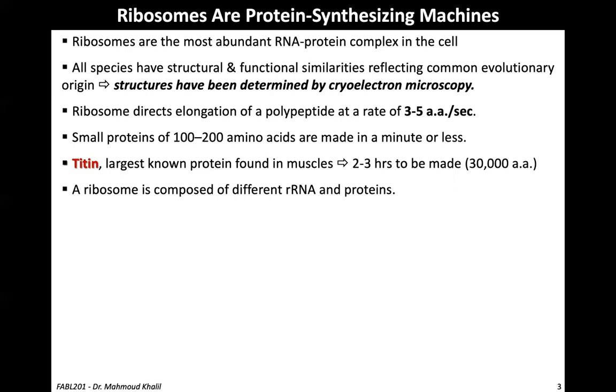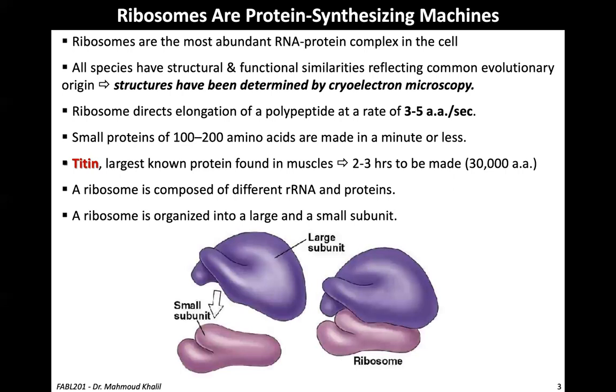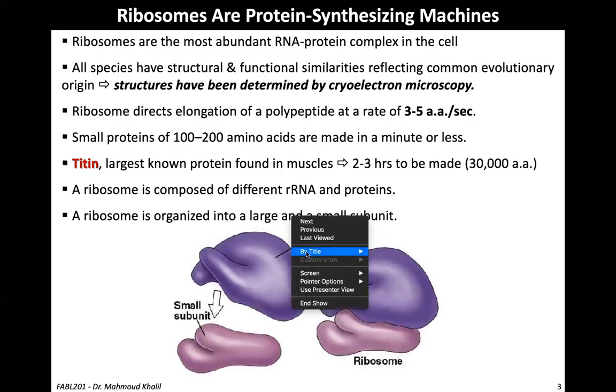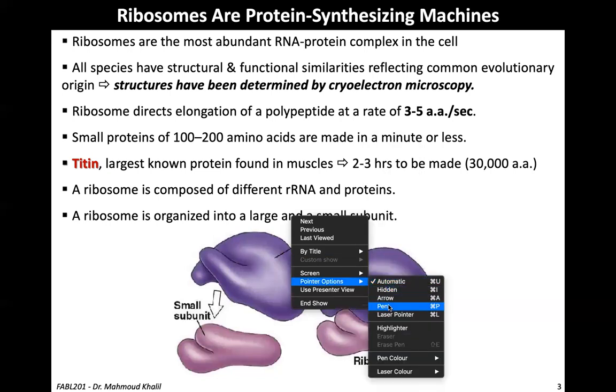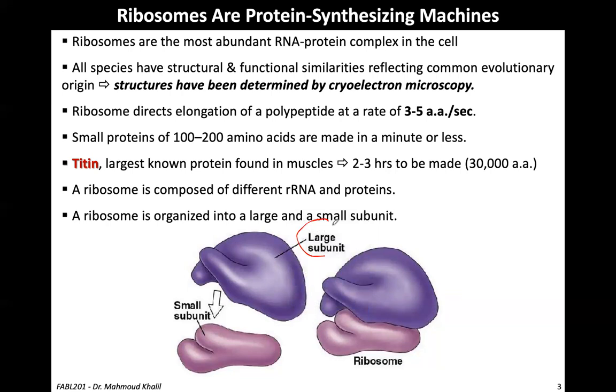As we said, the ribosome is composed of different ribosomal RNAs that are complexed with proteins. Generally, a ribosome is organized into a large and a small subunit. As you can see, a very big large subunit and a smaller subunit. And we'll see later how these two subunits participate to form the machinery of translation, which is the ribosome.